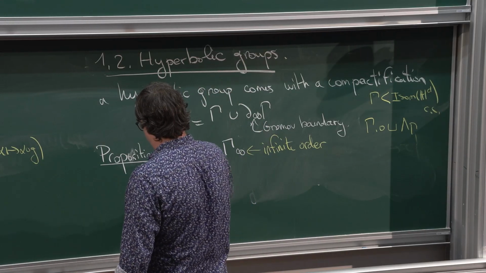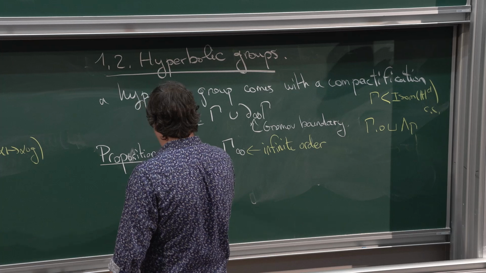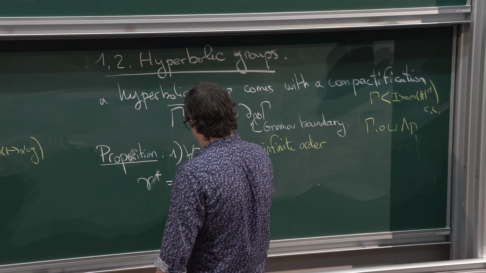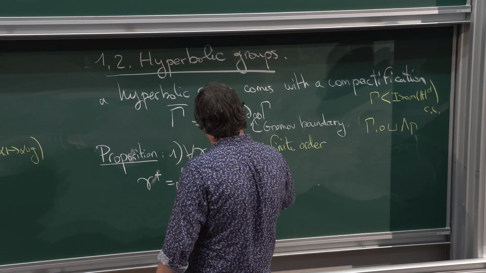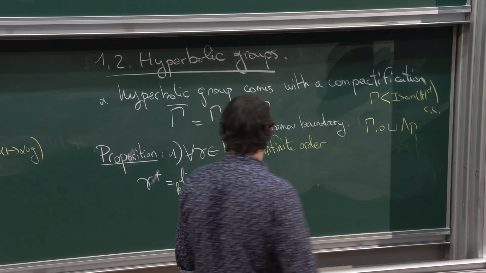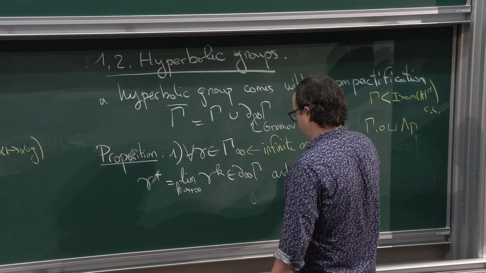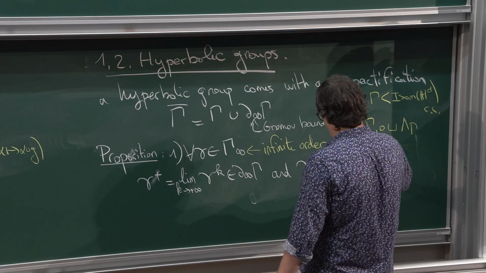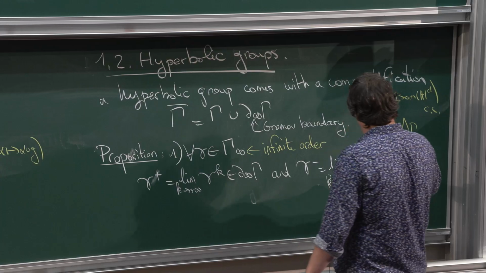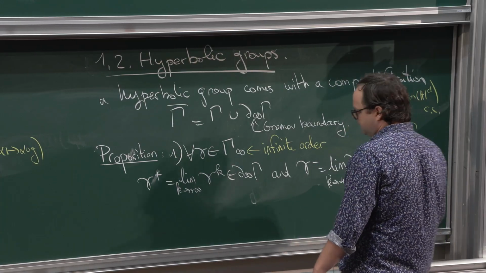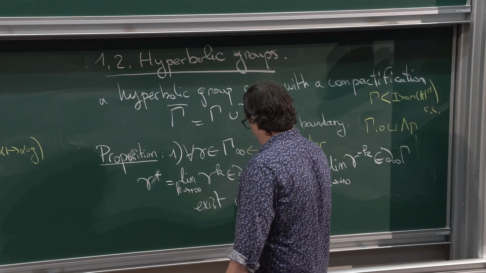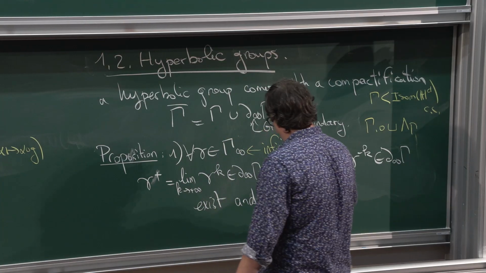And these fixed points that I'll call gamma plus and gamma minus are simply the limits of the powers of gamma k. Right? So these exist and are distinct.